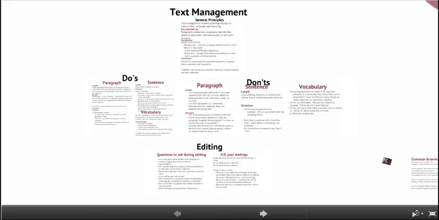This short tutorial for academic paper writing discusses the text management of this writing process. I will discuss general principles. I will go over do's and don'ts when it comes to paragraphs, sentences, and vocabulary. Then I'll finish off with some advice for editing.